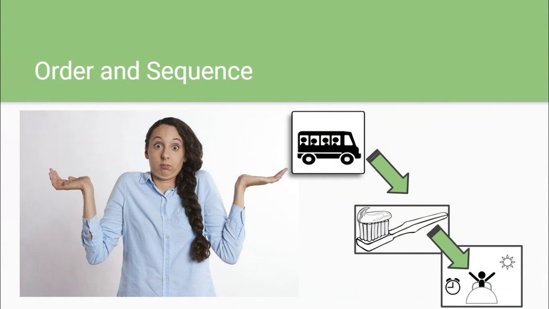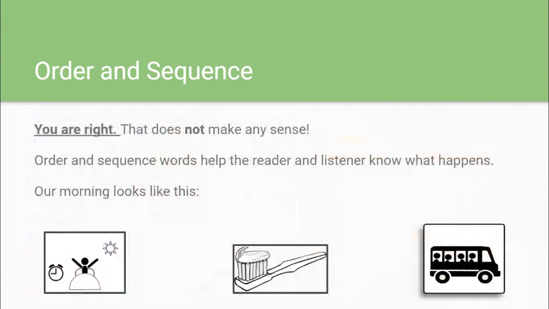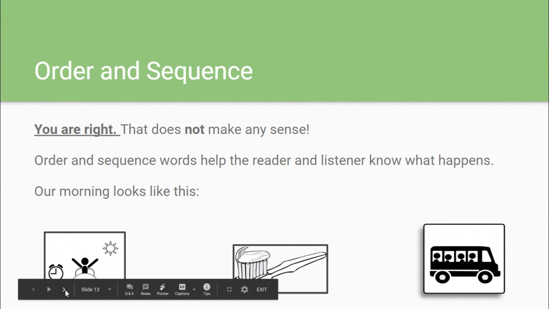That didn't make sense at all. Correct. That does not make sense. Order and sequence words help the reader and listener know what happens. It helps you understand what you are reading. So in reality, we wake up first, next we brush our teeth, then we go to school. This is a good order.